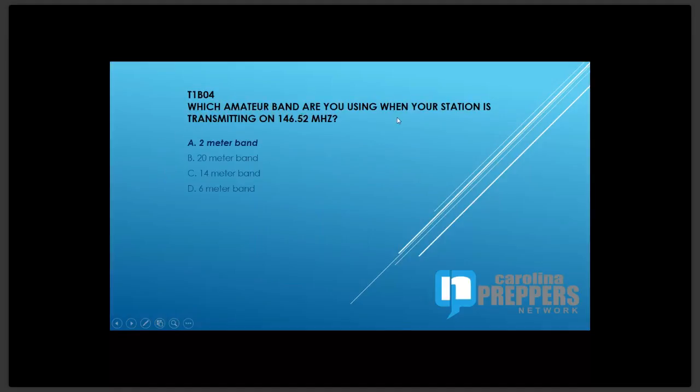Which amateur band are you using when your station is transmitting on 146.52? Well, if I divide that into 300, I come in at around 2 meter. None of these other ones come close. So remember the number 300 to help you when you're trying to convert frequency to bands and band to frequency. If it was a 20 meter band, you would be around what?